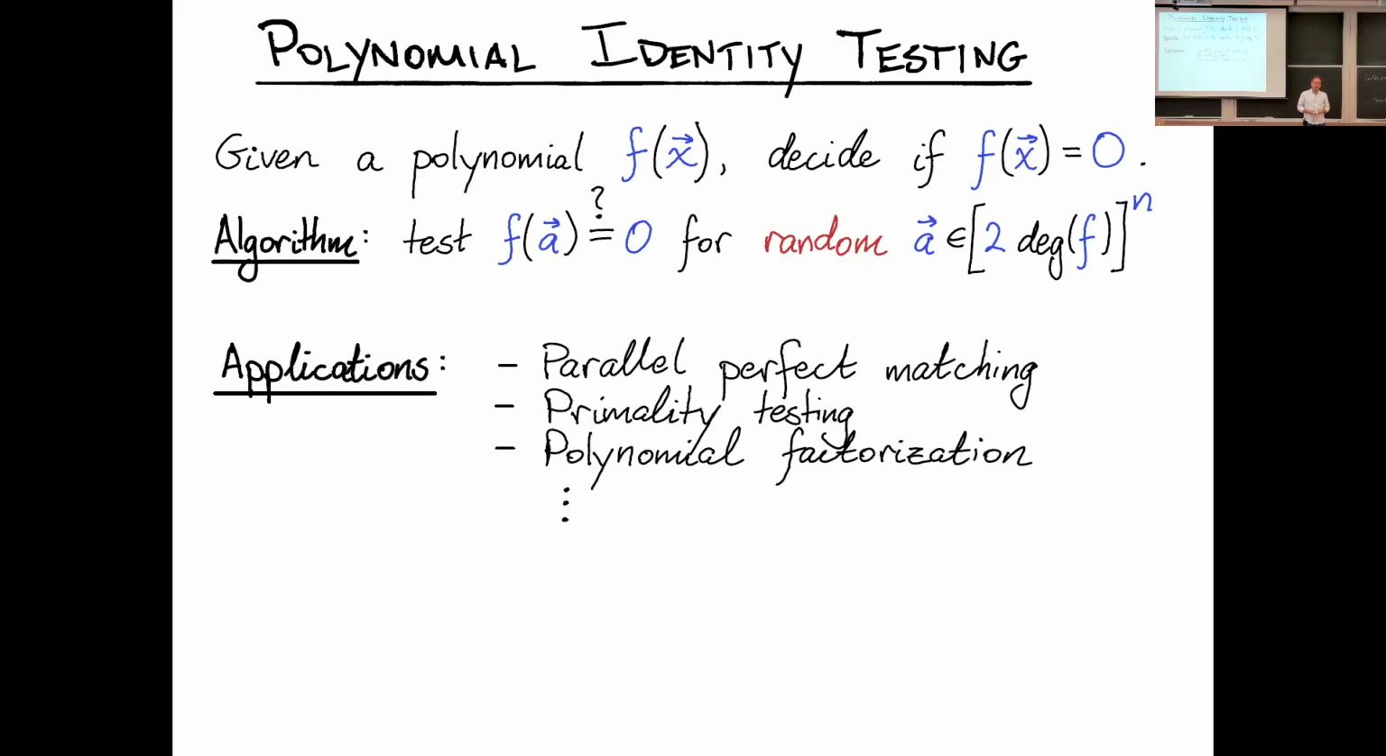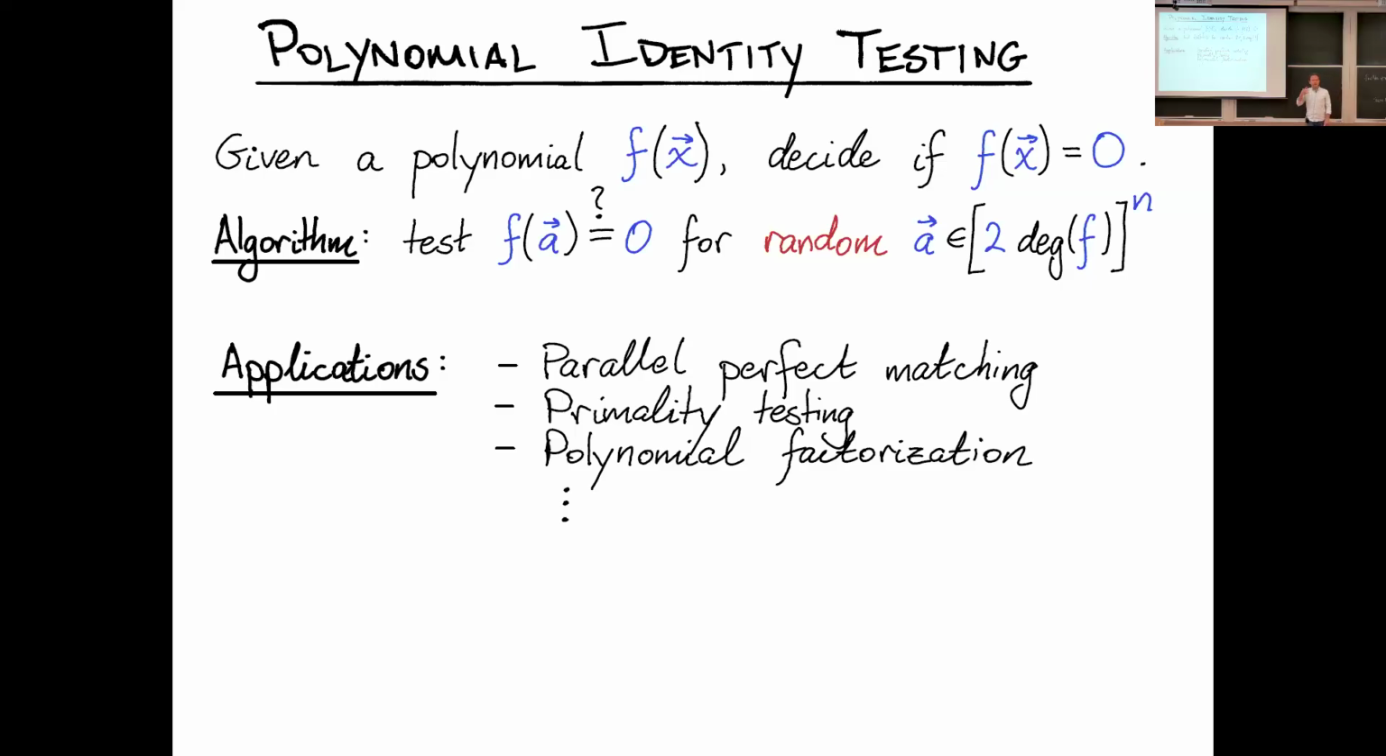It has many applications throughout theoretical computer science. What I think is really interesting about this problem is it has applications to other problems that are not obviously algebraic. For example, using polynomial identity testing, you could design parallel algorithms for the perfect matching problem. This also has connections to primality testing of integers. And polynomial identity testing is, of course, useful for algebraic problems like polynomial factorization. So it really has a large number of applications.